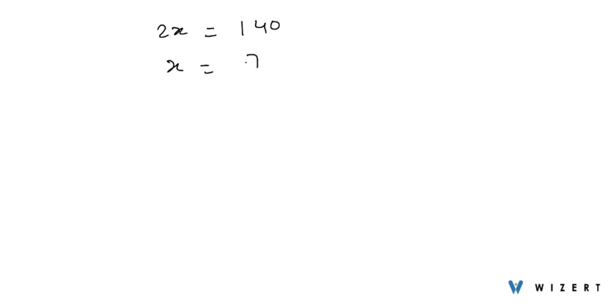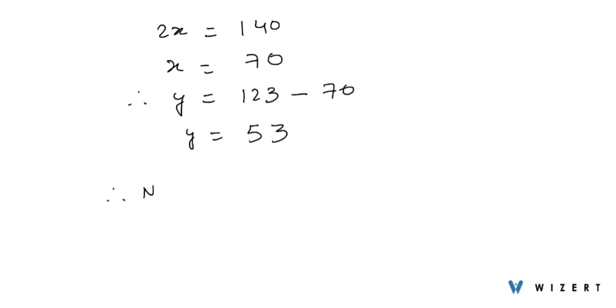So from here we obtained x as 70, therefore y can be written as 123 minus x. So x is 70, so y, we can say, is 123 minus 70, which is 53. Therefore our numbers are 70 and 53.